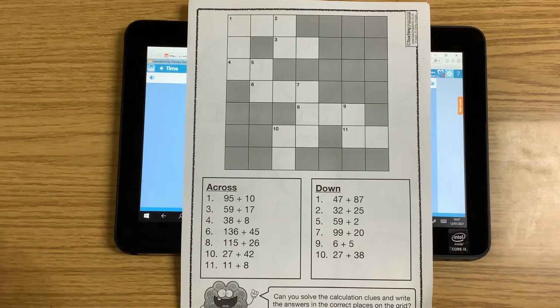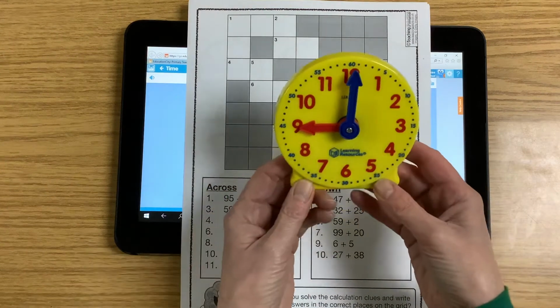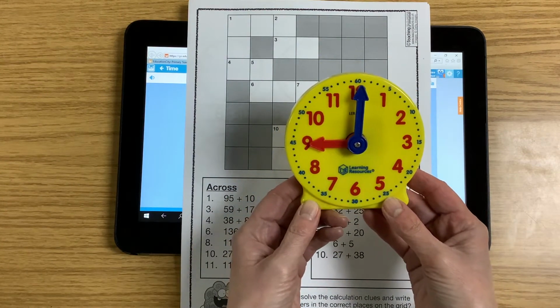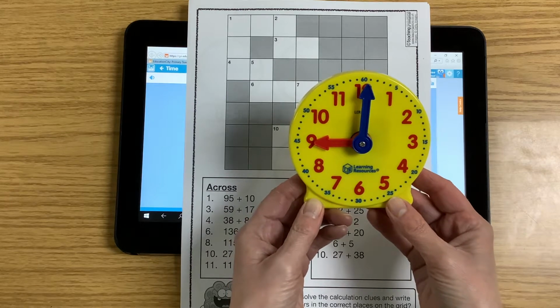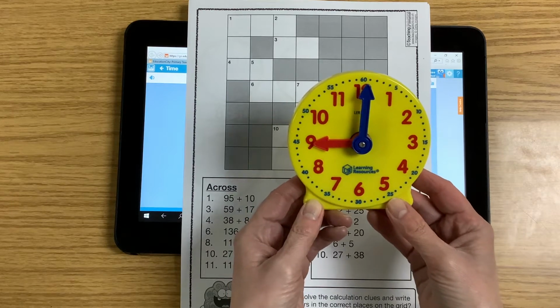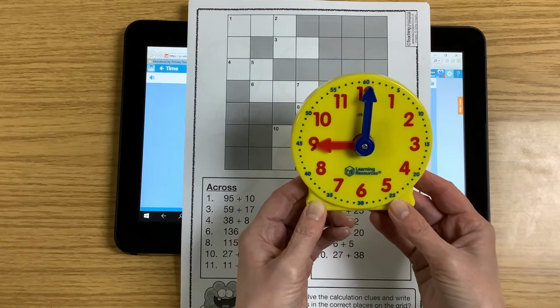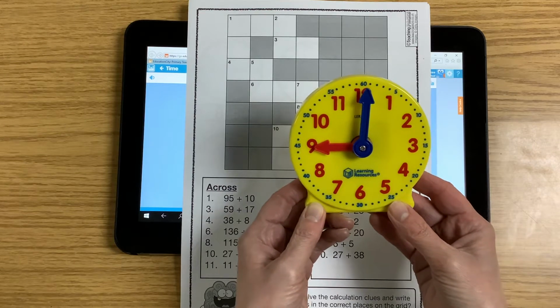Now, today's main activity is all about telling the time. And I know for some of you, this is something you find very straightforward, but some of us find it a little bit more difficult. So today, we're going to just go back to the basics and we're going to see what level you are at for today. Let's take a quick look at this analog clock. Analog clocks are clocks that have hands on them.